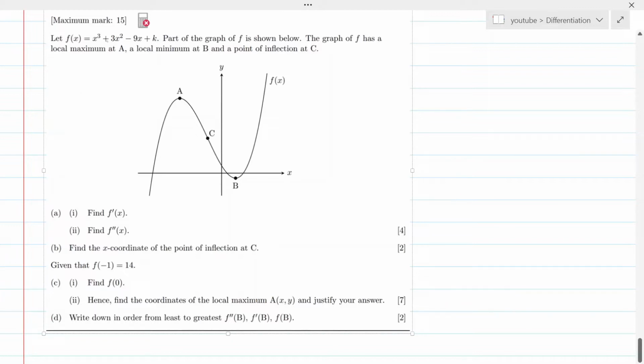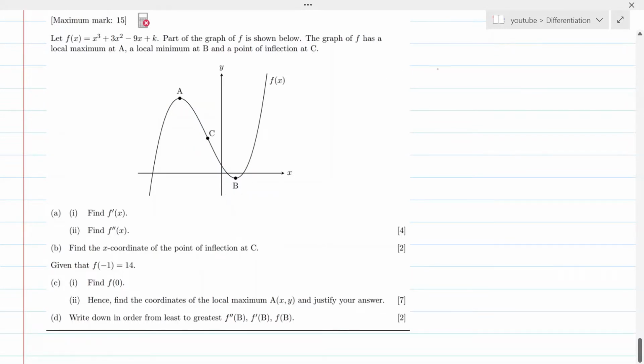So let's start out with the question. The question is, let f of x be x cube plus 3x square minus 9x plus k. Part of the graph is shown below and it has a local maximum over here at A, a local minimum at B, and C would be your point of inflection. So the first question is find f dash.